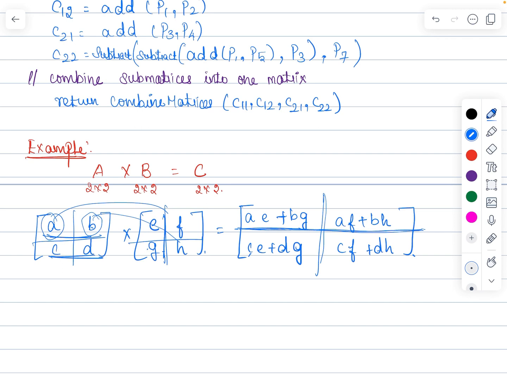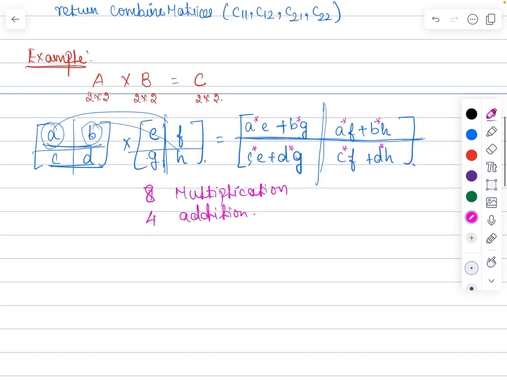The resultant matrix would be generated. So, to generate the resultant matrix, there are totally 8 multiplications we are performing. Here A star E is 1 multiplication, B star G is 2, then again 3, 4, 5, 6, 7, 8. So in the traditional matrix multiplication, we are performing 8 multiplications and 4 additions. So, majorly we are performing multiplication operations, and a minimal number of addition operations.